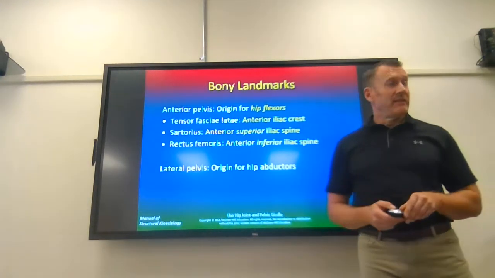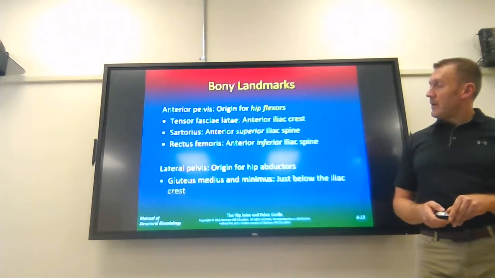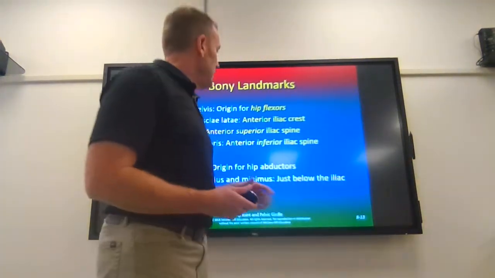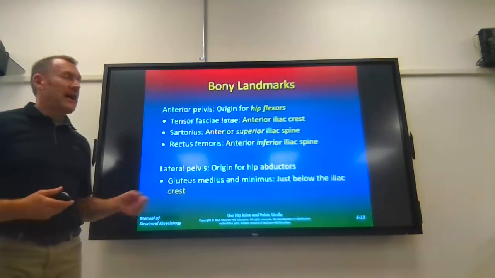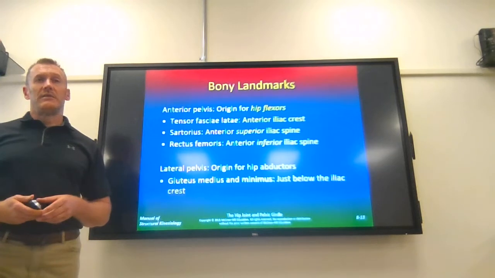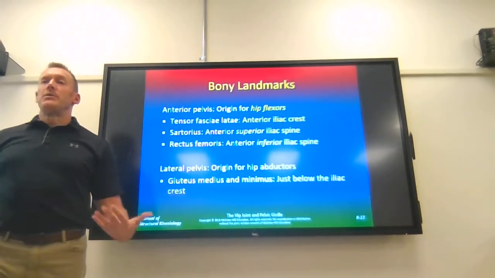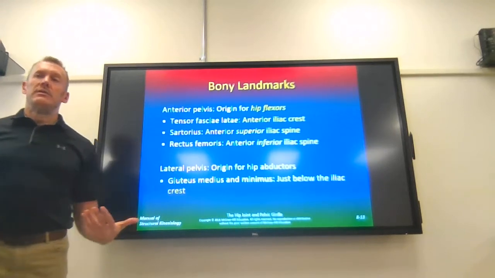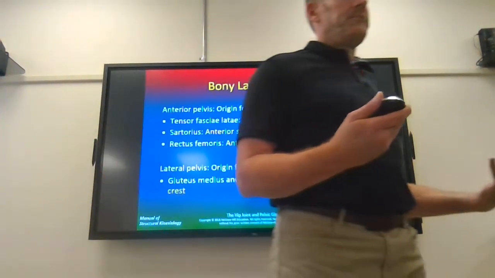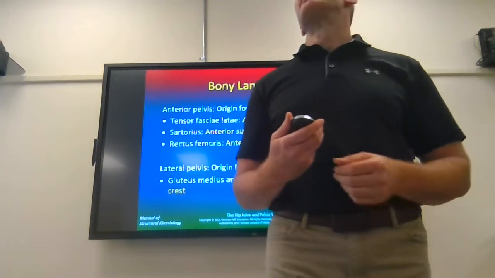Lateral pelvis. Okay, so as said before, hip abductors. Gluteus medius and minimus, just underneath the iliac crest on the lateral side. So these are muscles that in a closed chain position help to keep the pelvis level. So they are very important, especially for distance runners.